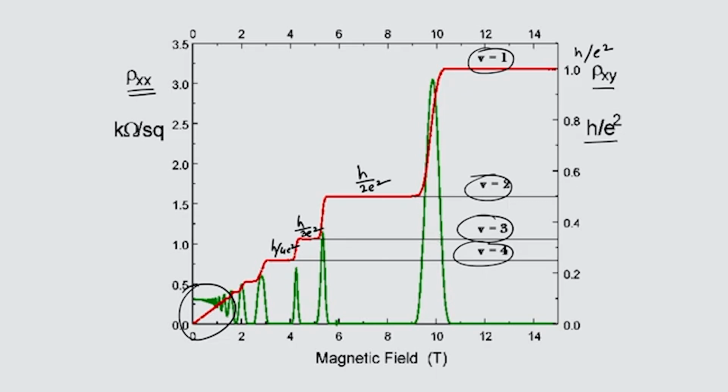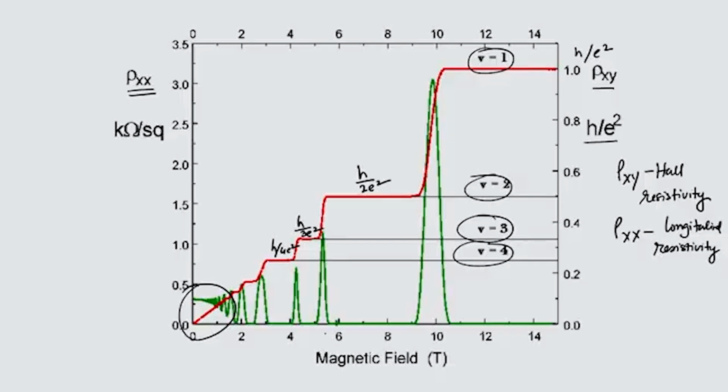So let me just write that rho xy would be called the Hall resistivity, and rho xx one can call a longitudinal resistance or resistivity, also called a magnetoresistivity, basically the resistivity that arises because of the magnetic field. And as you see, the green plots actually vanish most of the time, excepting when the red curves show a jump from one plateau to another.